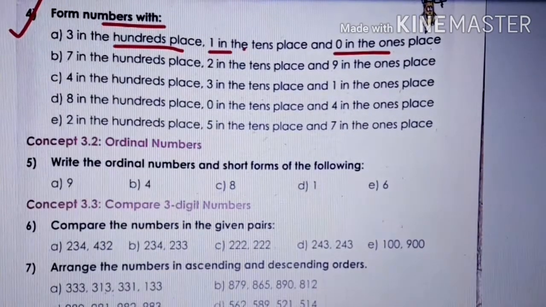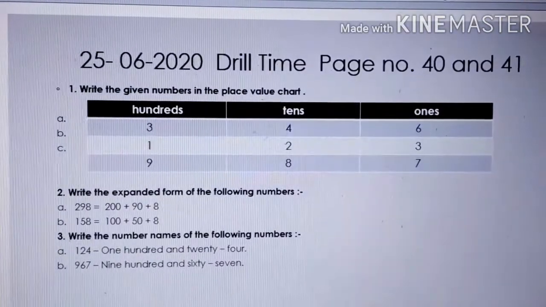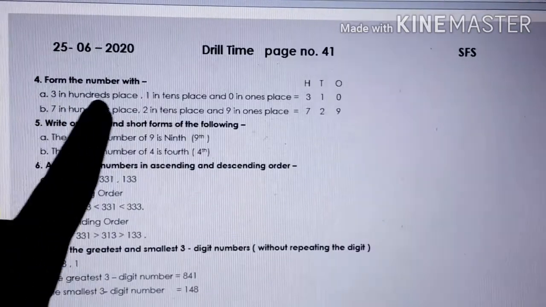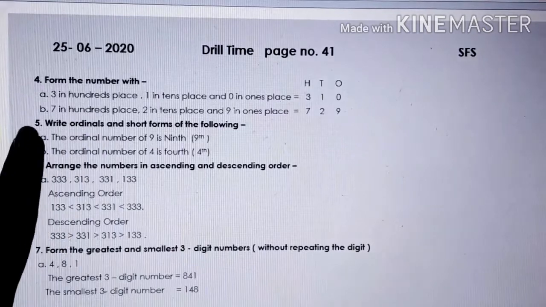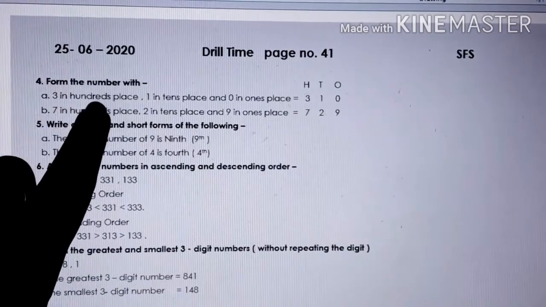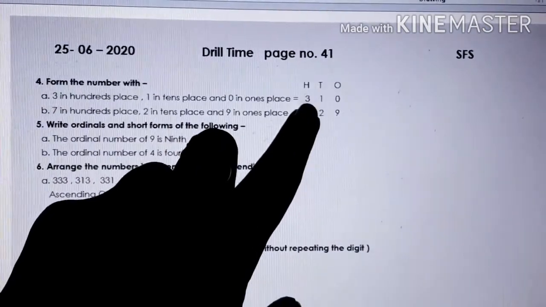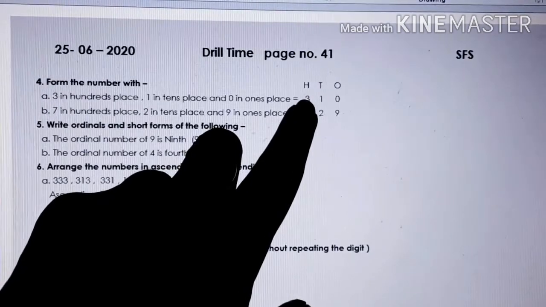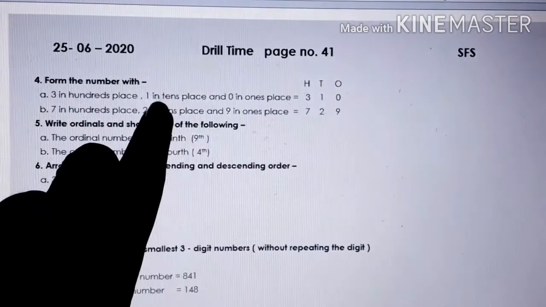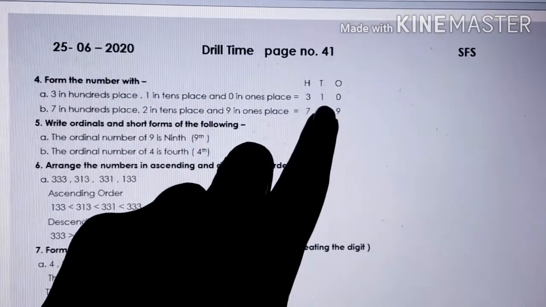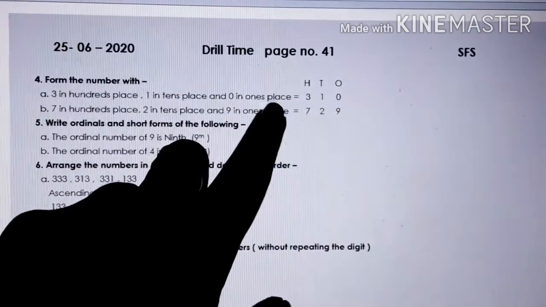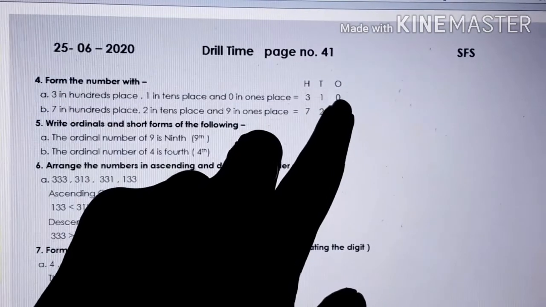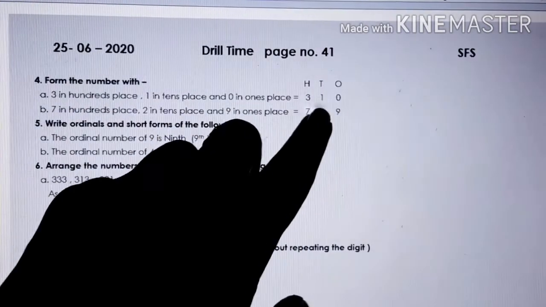I'll show you how to do it, children. So you can see here, can you see, children? Ones, tens, hundreds. So what is asked, 3 is in which place? Hundreds place. So put 3 below hundreds place. Okay. Then 1 is in tens place. Put 1 in tens place. Then 0 is in ones place. So put 0 in ones place. So what number do you get, children?